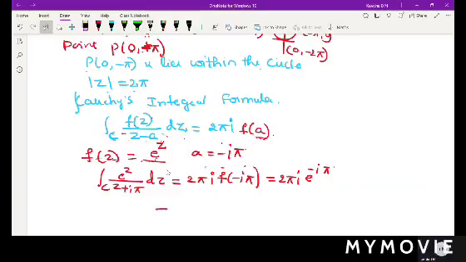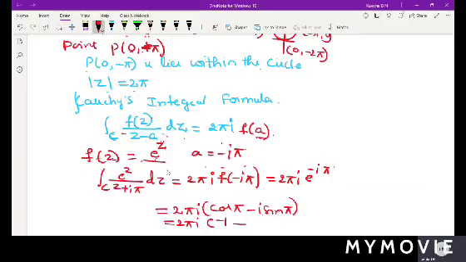Then 2πi times e to the power of minus iπ, we write as cos π minus i sin π. Then 2πi, where cos π is minus 1 and sin π is 0. Then the answer is minus 2πi.